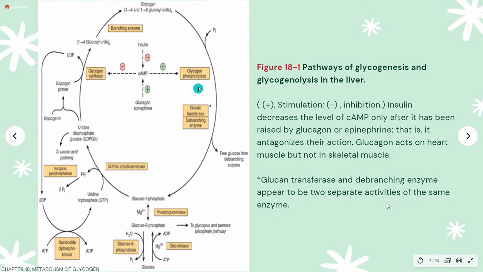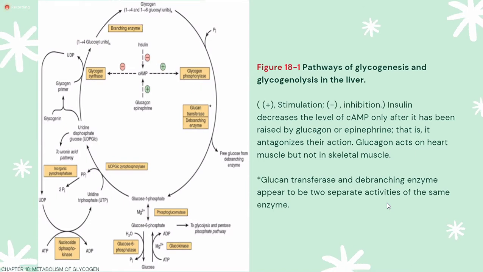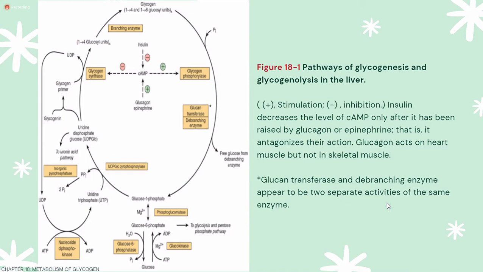Your glycogen phosphorylase becomes activated when you add a phosphate. So they are opposite. Glycogen synthase is active without a phosphate. Glycogen phosphorylase is active with a phosphate. See?